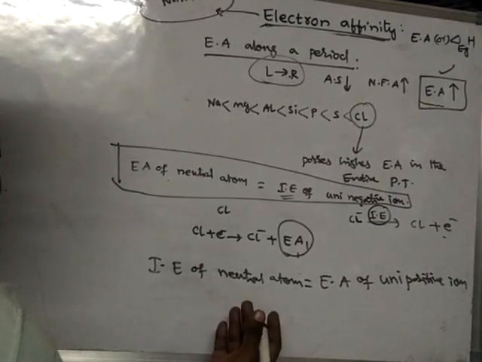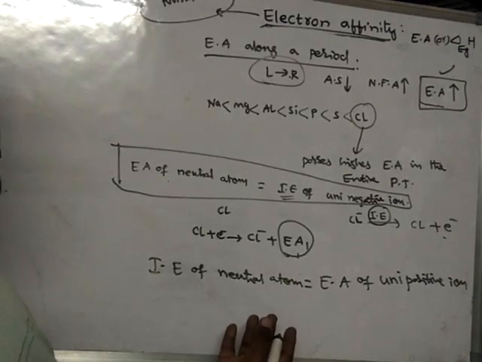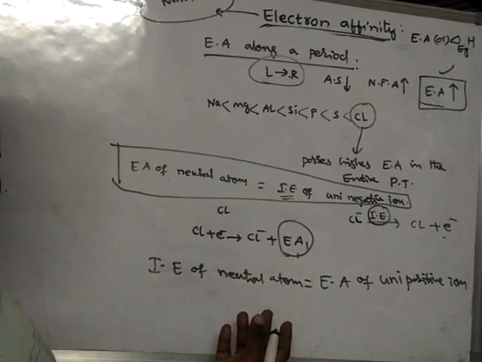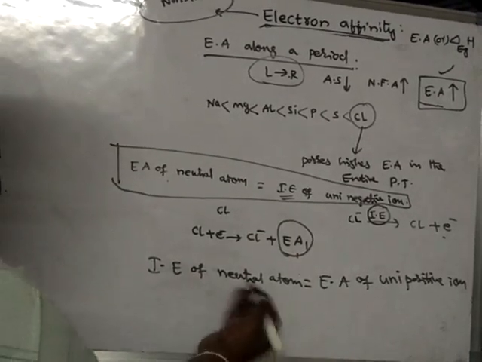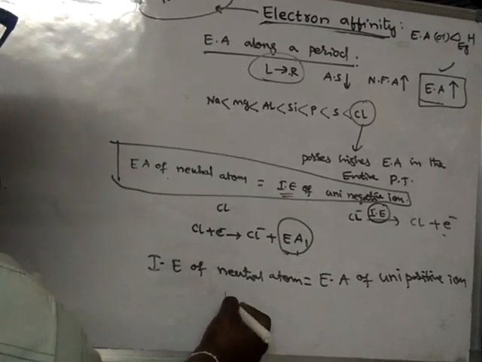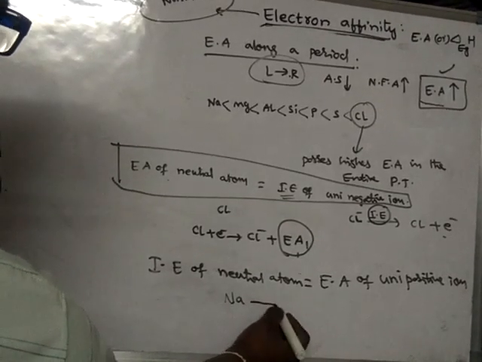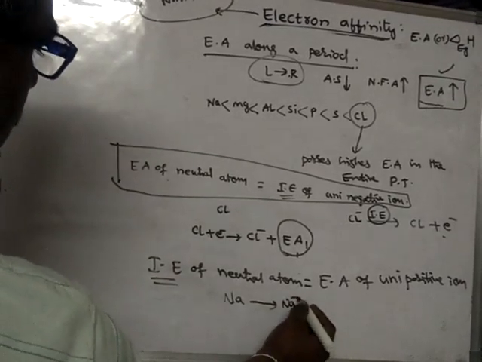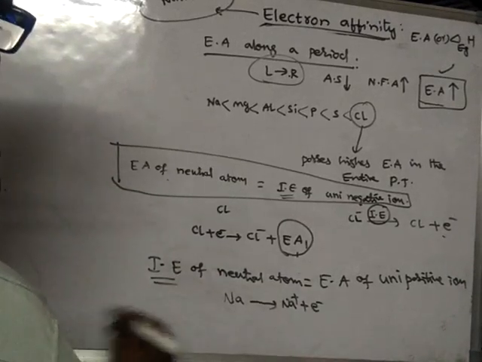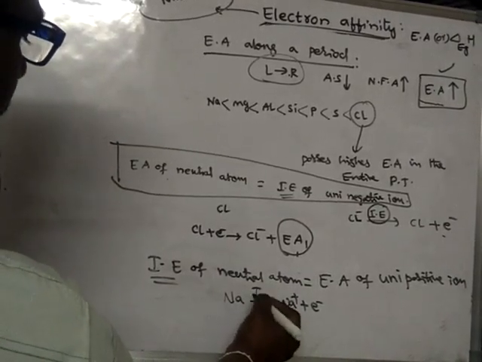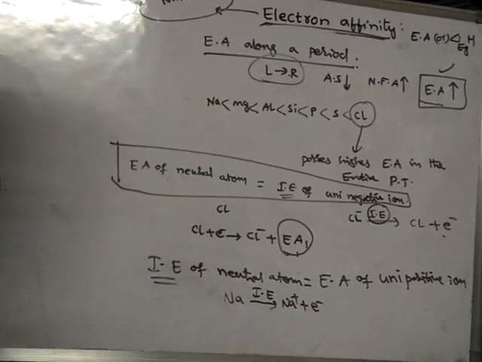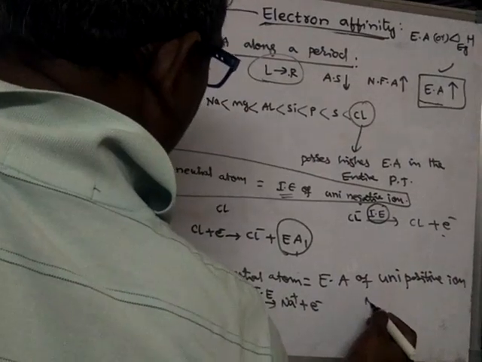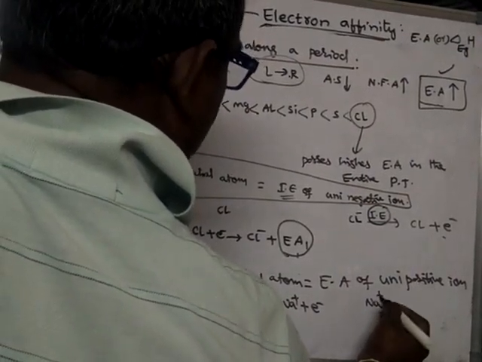For example, take an element like sodium. Ionization energy means energy required to remove an electron, so it becomes Na plus and one electron is lost. For this process it requires some energy known as ionization energy. Now electron affinity of unipositive ion: take Na plus, the unipositive ion.